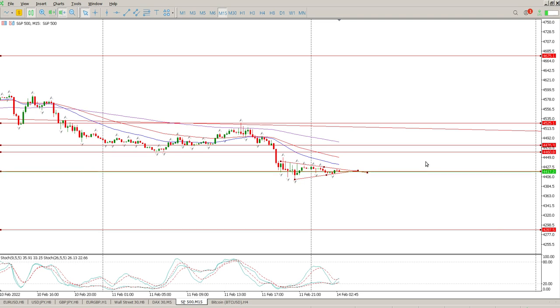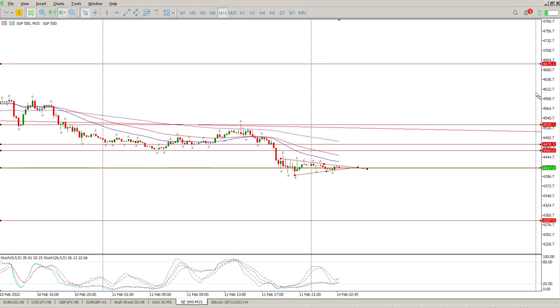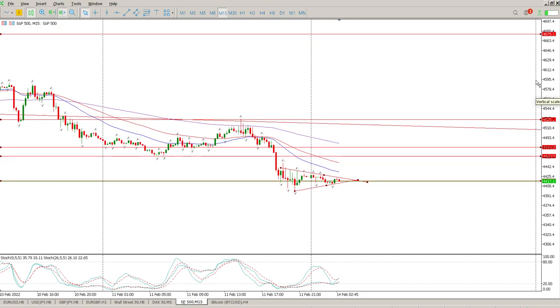That's kind of the view that I've got at the moment. Anyway, so short it is. Just wait for the pullbacks on structure, and then you're looking for a move to the downside. I don't think it's going to fall to the floor, but definitely 42.87 is on the cards for the first couple of days of this week.